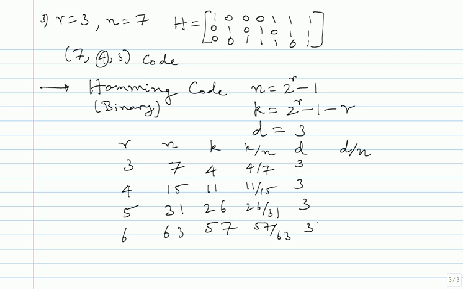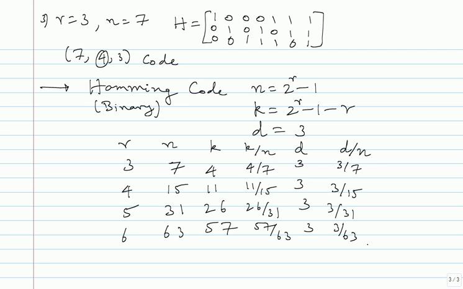Okay, so you see what happens to d over n, that also is decreasing exponentially to 0, right? It's going down to 0. So these codes will probably not be very good for large n. Even though they seem to be getting higher rate, they will probably not be very great when n becomes very large. One can expect that maybe.